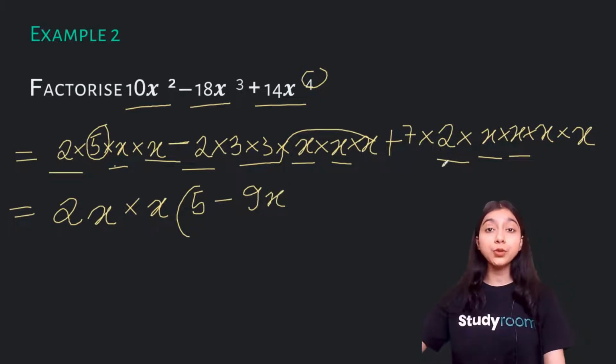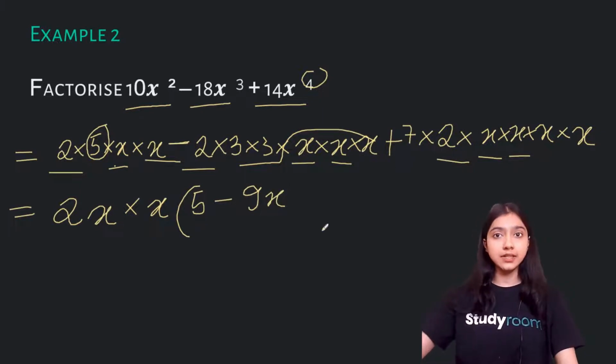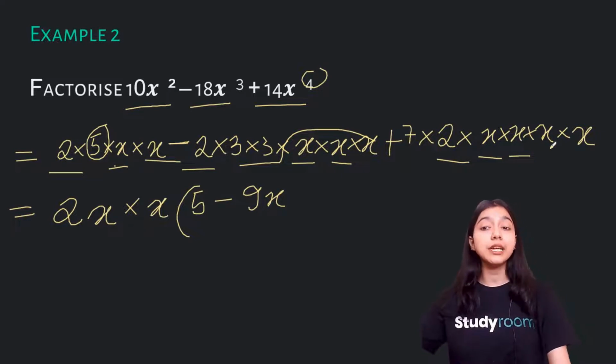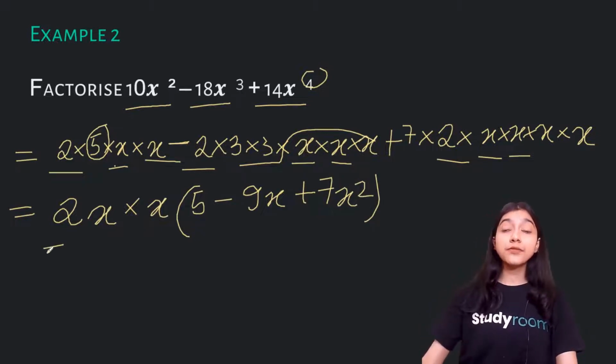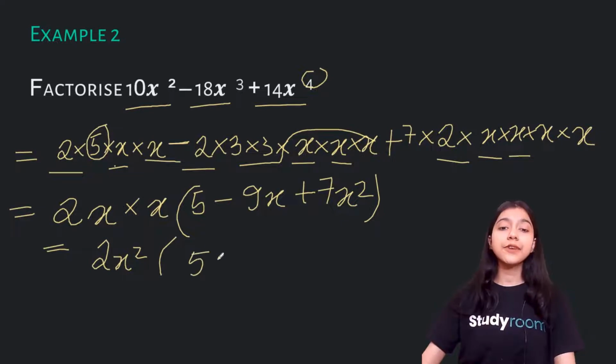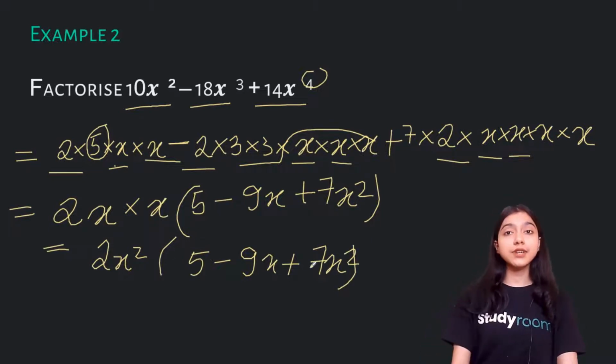Over here we have 2 multiplied with x and x. We have taken this outside. So we are left with 7 multiplied with x multiplied with x. This gives us plus 7 times x squared. So our final answer will be 2x squared, within brackets we have 5 minus 9x plus 7 times x squared. So this is the factorized form of the given algebraic expression.